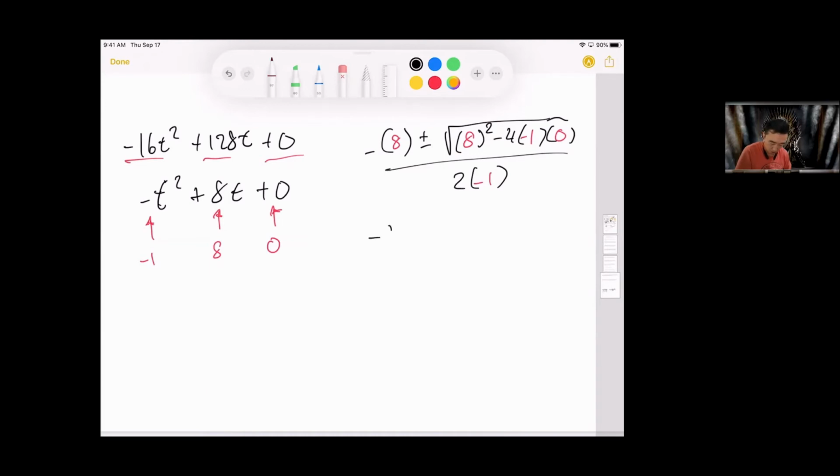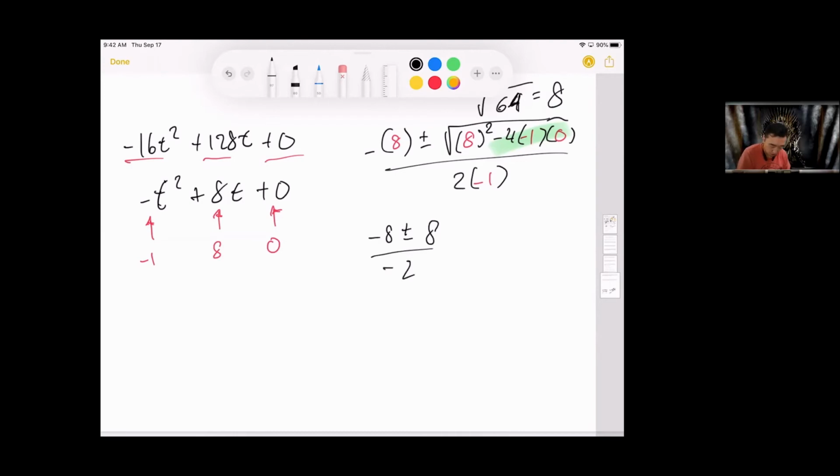So what does that equal to? Negative 8 plus or minus... And what do we get here? This whole thing cancels because it's times 0. So 0 times 1 times 4 is 0. So you just have to worry about this. Square root of 64. Right. So square root of 64 is 8. So all over negative 2.